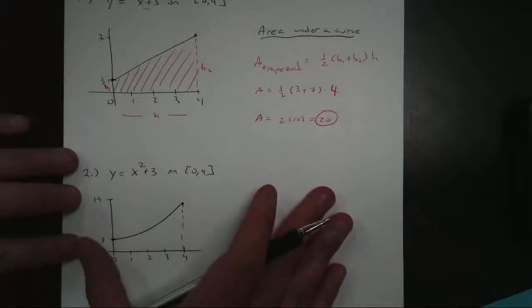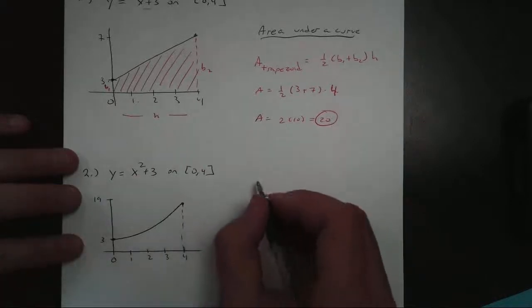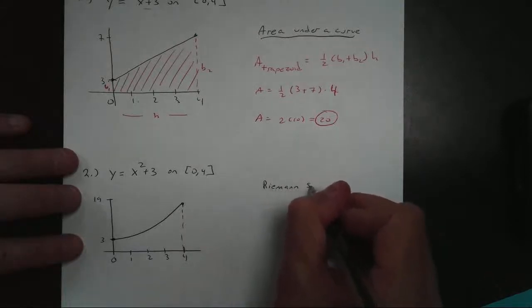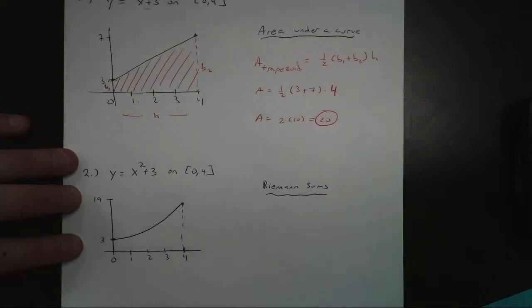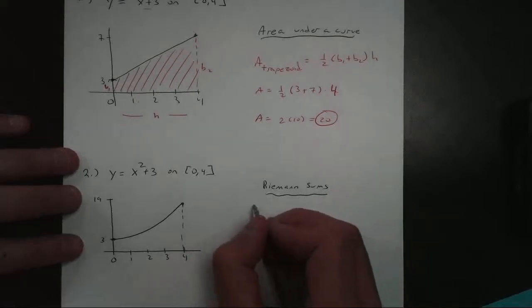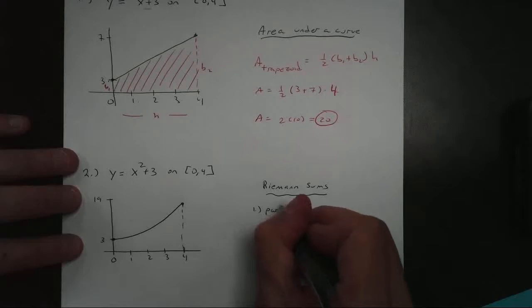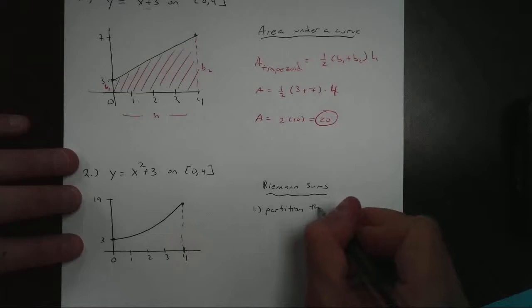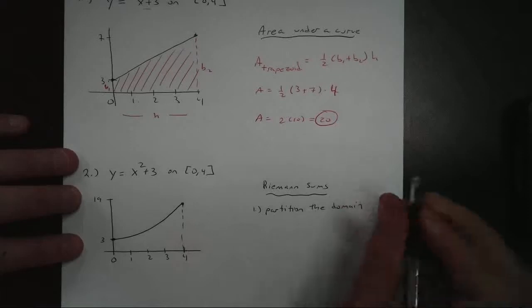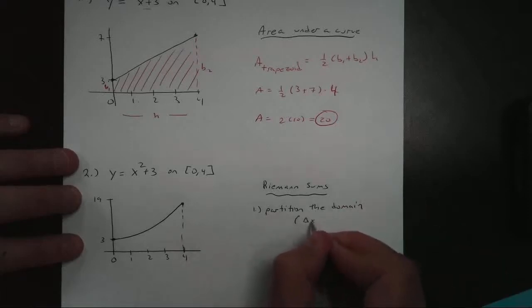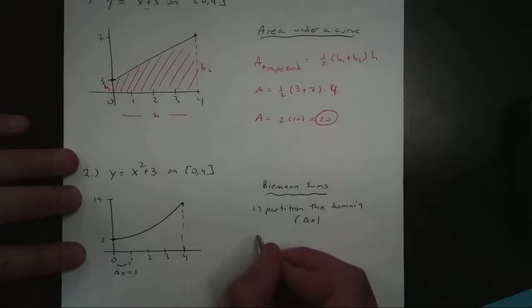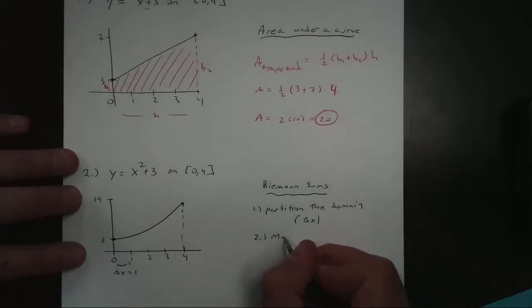Well, that's where Riemann came in. And simply what Riemann said to do was, if you want to estimate the area, we use Riemann sums. And he said, 1, you're going to partition the graph into equal intervals. So you're going to partition the domain. Okay? And we're going to call those partitions delta x. Now for simplicity, we're going to let delta x equal 1. 2, you're going to make rectangles.